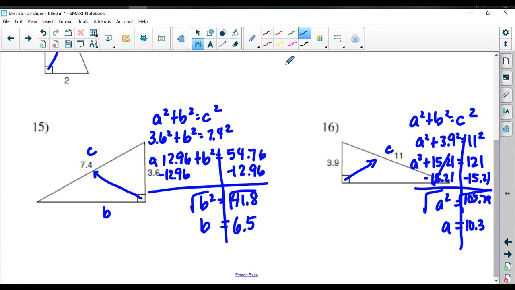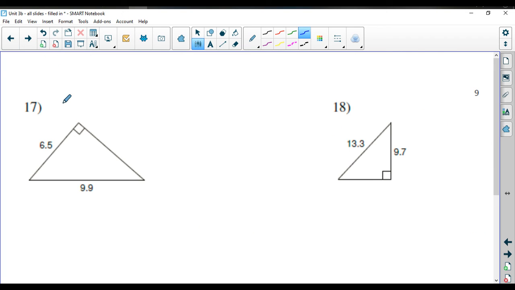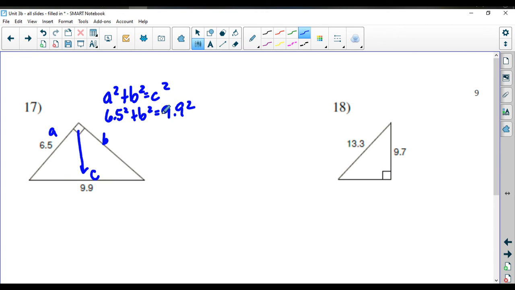If you go on over to page number 9, we're going to do 17 and 18, and that'll be it. Across from the square, the right angle is your c side, your hypotenuse. So we have a squared plus b squared equals c squared. a, b, you can swap them out. It doesn't really matter. 6.5 squared plus b squared equals 9.9 squared. So 6.5 squared will give me 42.25 plus b squared. And 9.9 squared will give me 98.01.